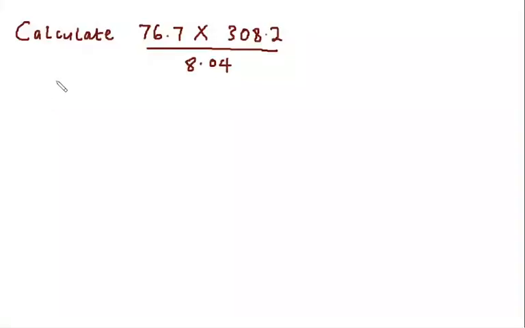In this video, we're going to talk about multiplication and division using logarithms, and we're going to be using the log table to solve problems. So first of all, on the screen, we're given 76.7 times 308.2 divided by 8.024. To solve this problem with logarithm, I would prefer to tabulate the values.